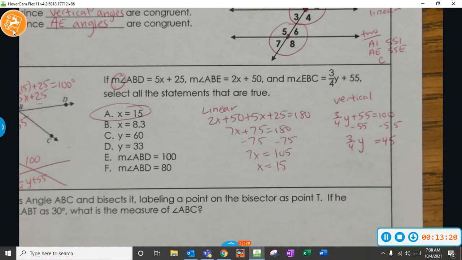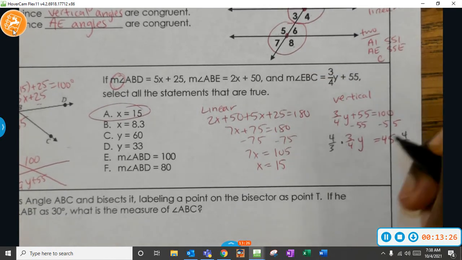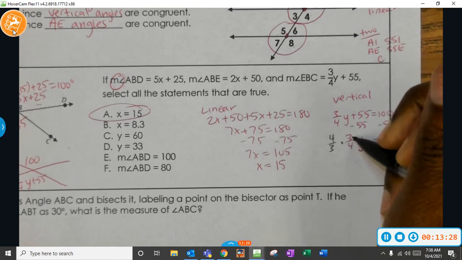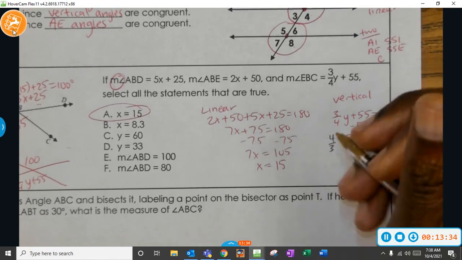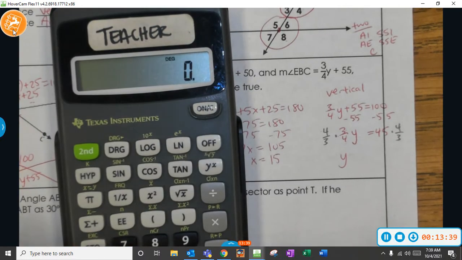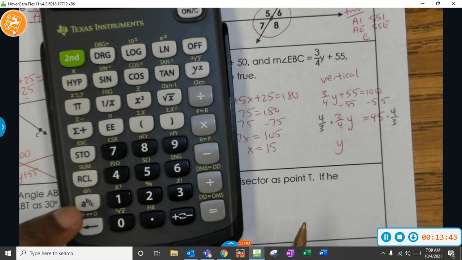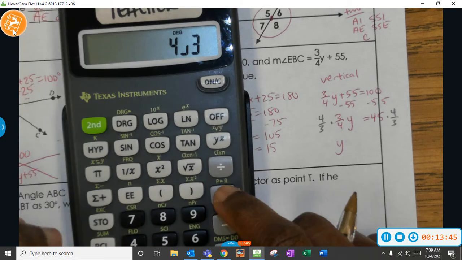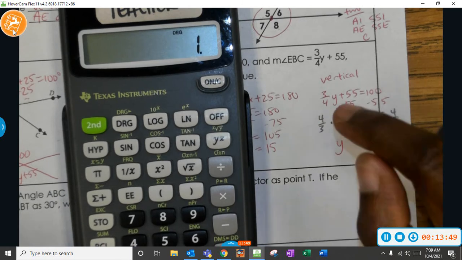And to get rid of a fraction, you multiply by the reciprocal. So we're going to multiply both sides by 4/3. 4 times 3 is 12, divided by 3 is 4, divided by 4 is 1. So it's just y left on this side. If you weren't sure, you could check: 4/3 times 3/4, and it tells you it's 1.